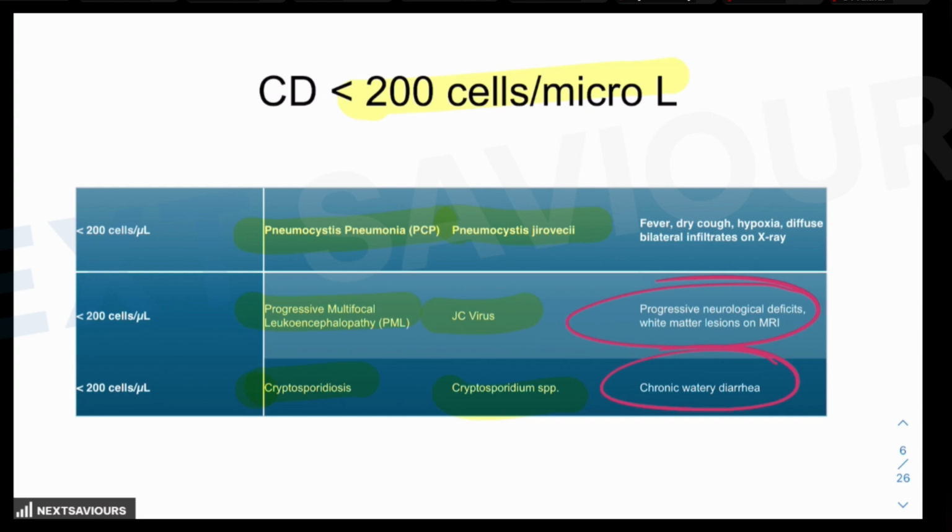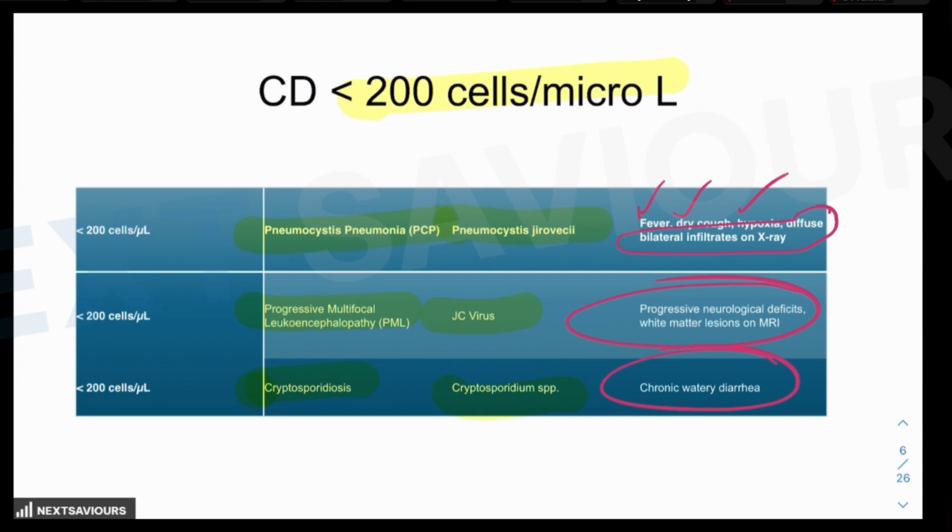For a progressive neurological deficit, white matter lesions on the MRI are a feature of progressive multifocal leukoencephalopathy. And as we have already seen in the question before, there are going to be diffuse infiltrates on the chest X-ray along with fever, dry cough, and hypoxia. These are the features of pneumocystis pneumonia. Once you have identified it to be pneumocystis or progressive multifocal leukoencephalopathy, then you also have to learn about the management of individual conditions.